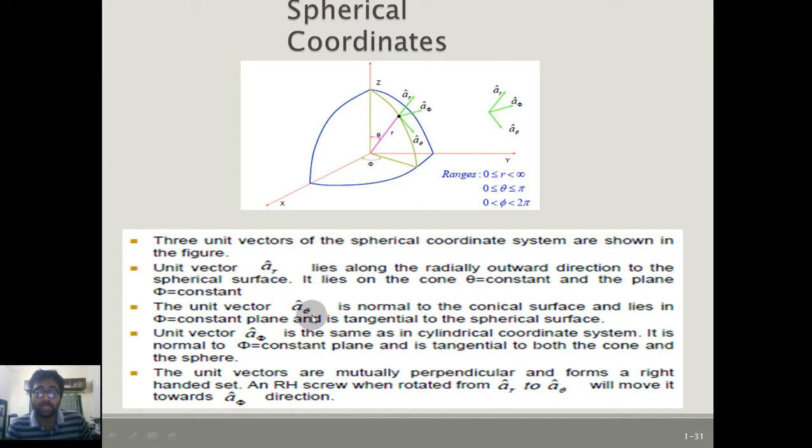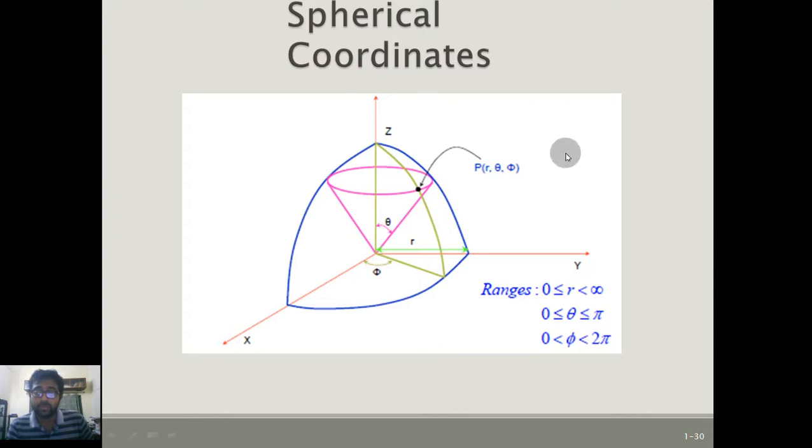Now the unit vector a suffix theta is normal to the conical surface and lies in the phi constant plane. What does it mean? This is the a suffix theta vector, and this vector will be normal to the conical surface. Now what is the conical surface? The conical surface is the surface that I have already described. This is the conical surface. Now the a theta will be normal, orthogonal, to this very specific conical surface.